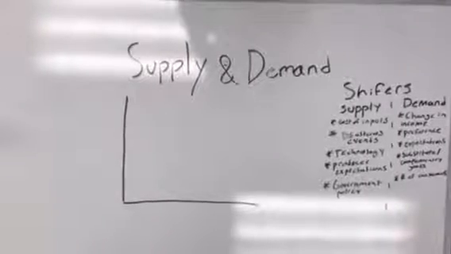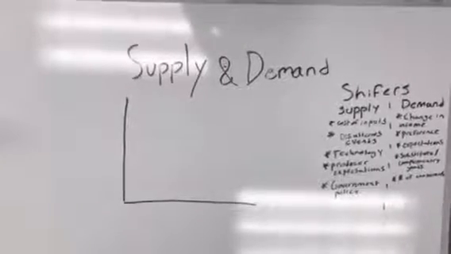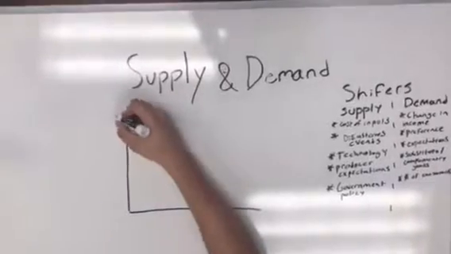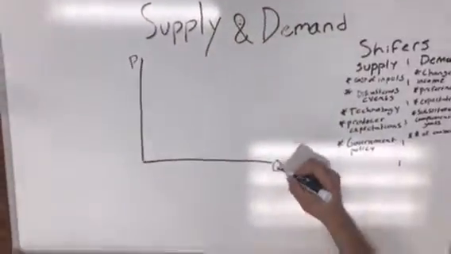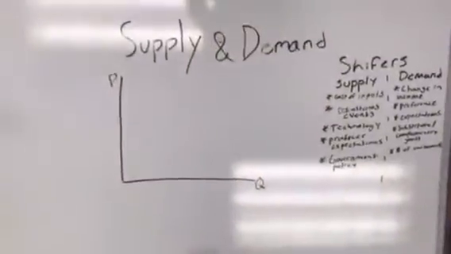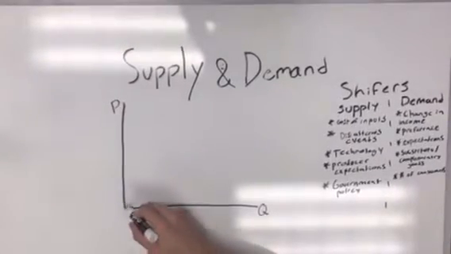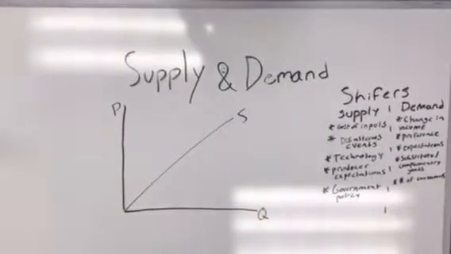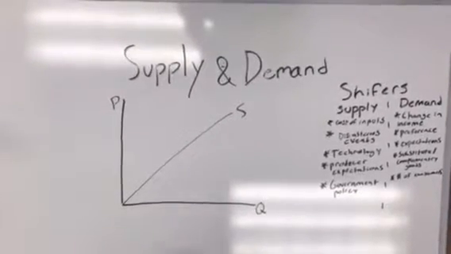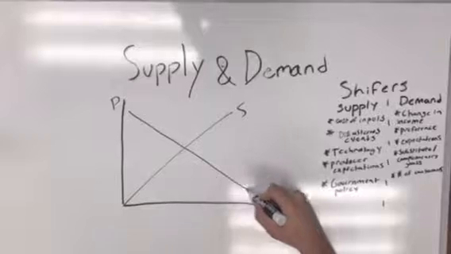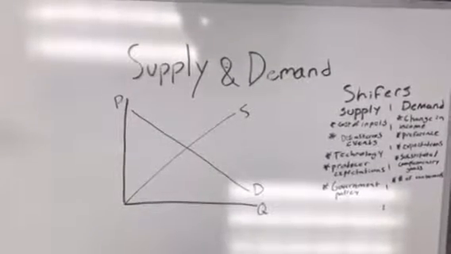Hello! Today we're going to be talking about supply and demand. Here on the y-axis we have the price. On the x-axis we have the quantity. Now we have the supply curve, which is upward sloping due to producers being more willing to supply more goods at higher prices. Now the demand curve is downward sloping, as it represents the inverse relationship between demand and price.